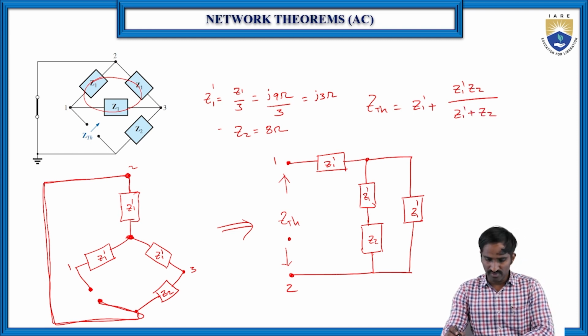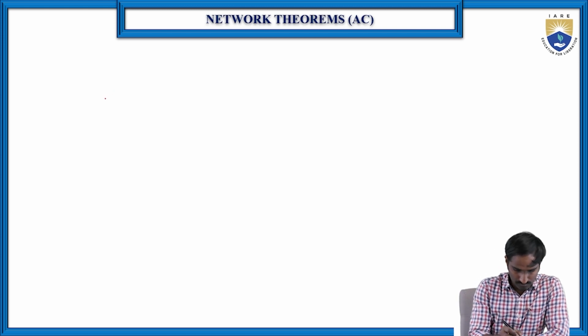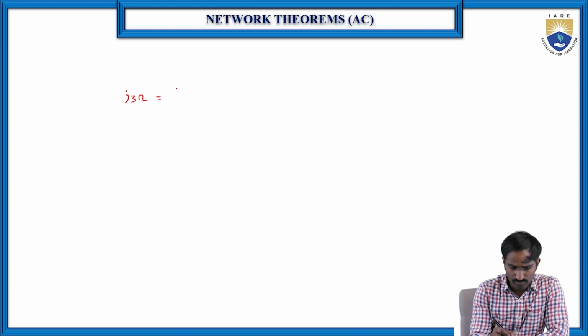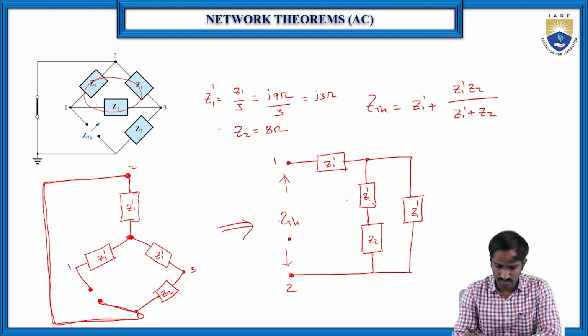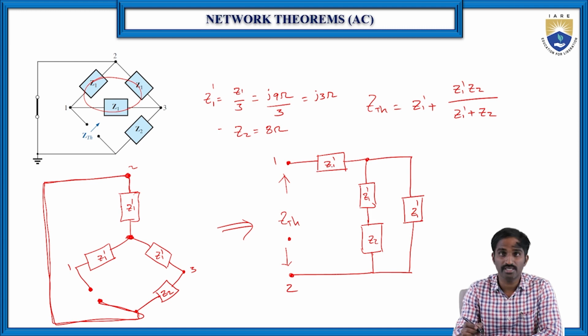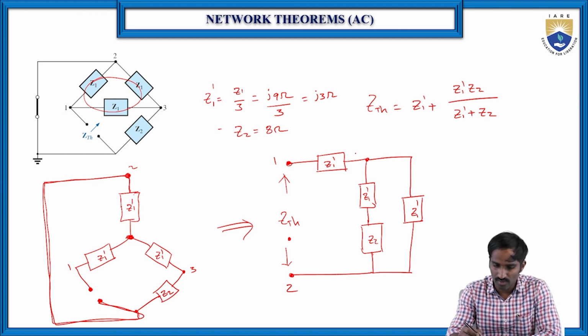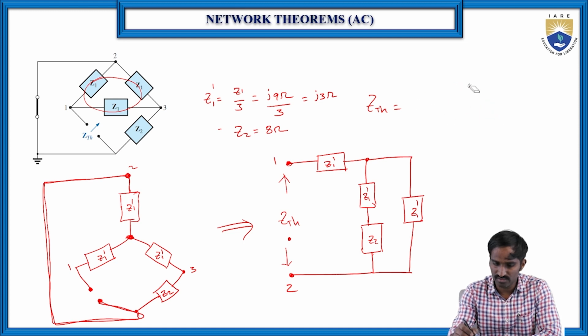Okay, then substitute the values here. Here Z1 dash is equal to 3 ohms. Of course it is connected to the open circuit, but now we should consider this Z1 dash also, because there are no voltage and current sources. So that's why we should consider this Z1 dash also. I have just made a mistake here, this is not right.